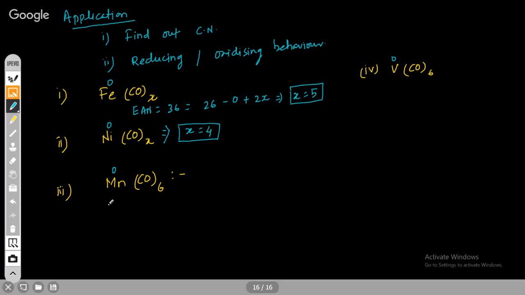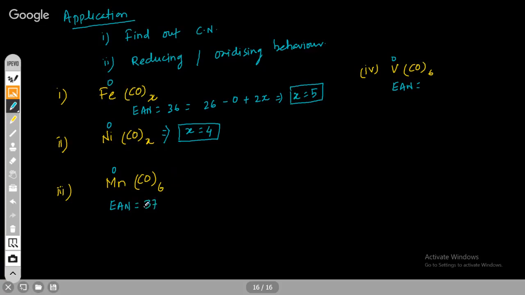MnCO6, what is the effective atomic number for this? Tell me. MnCO6 and VCO6, what is the effective atomic number? EAN for this will be, and EAN for this will be. What is the effective atomic number here? It is 37. All of you are getting 37? Okay. Effective atomic number is 37.